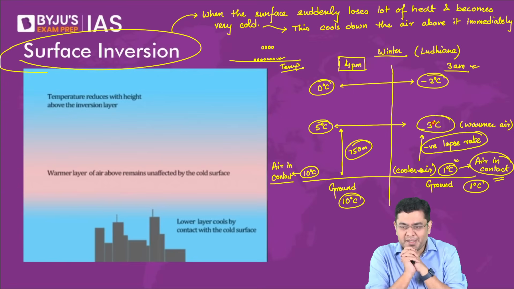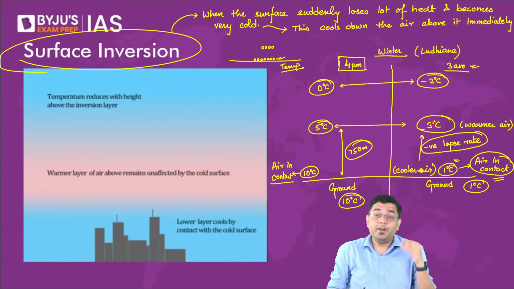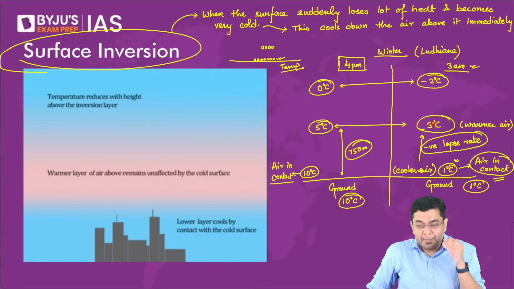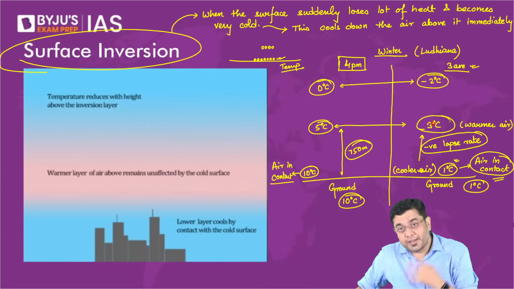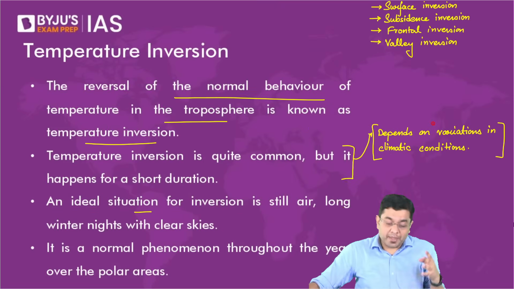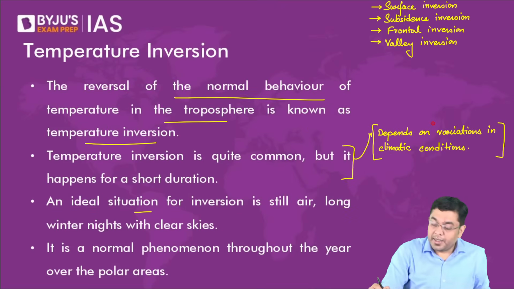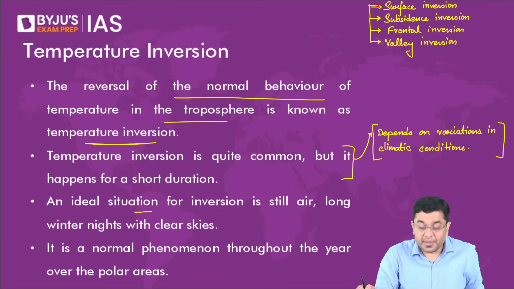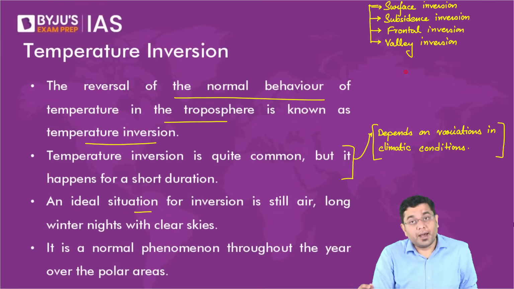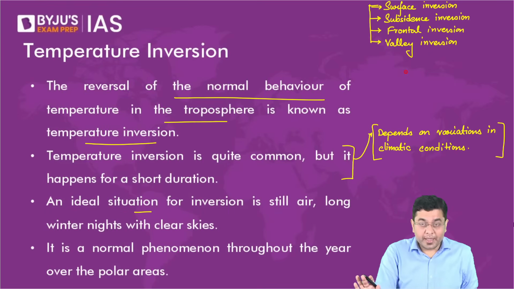Surface inversion and temperature inversion appear to be the same. My dear friend, surface inversion is a kind of temperature inversion. Temperature inversion has got various different types. So temperature inversion has got different types here. You have the surface inversion, subsidence inversion, frontal inversion, valley inversion. There are other kinds of inversion as well.